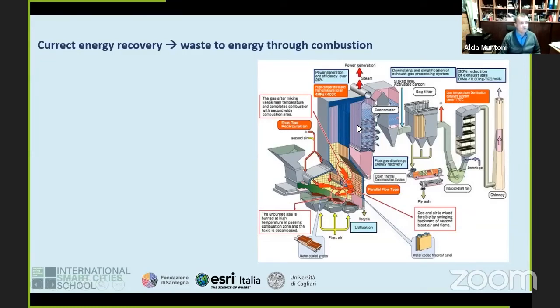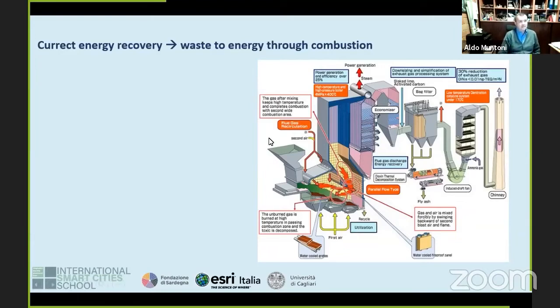And in order to avoid this strong corrosion, we cannot cool the gas in an effective way. And so we are not able to recover all the energy content of the hot gas coming from waste combustion. Okay, so this is a typical system. This is the main system for energy recovery that we still use in Europe.